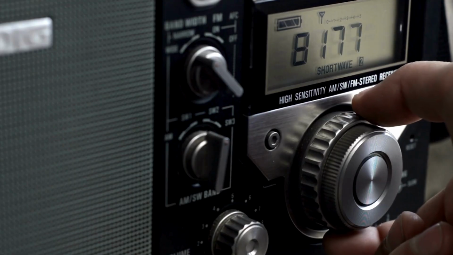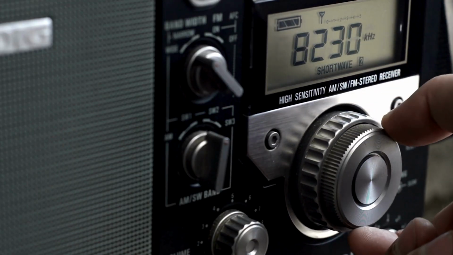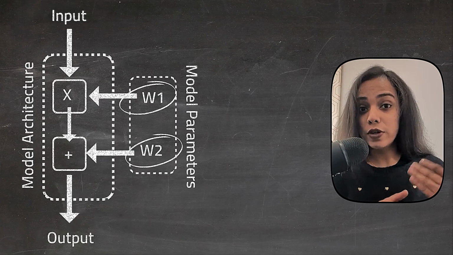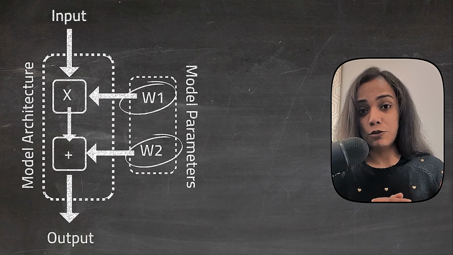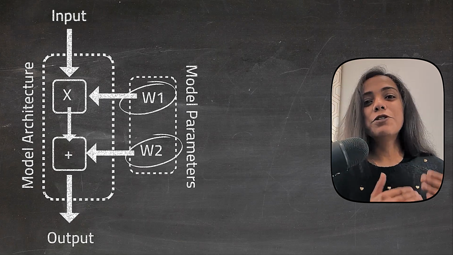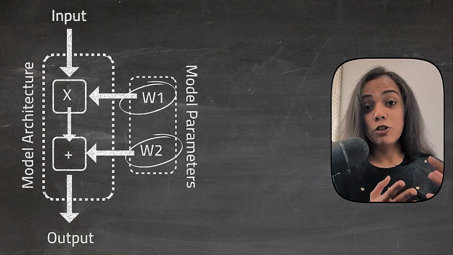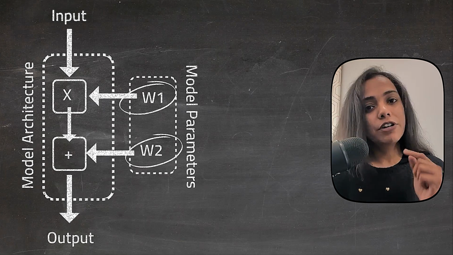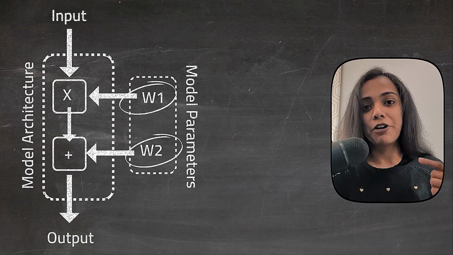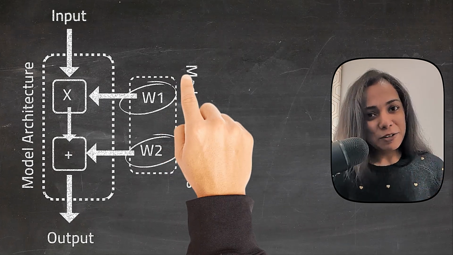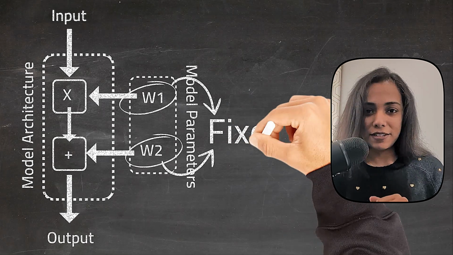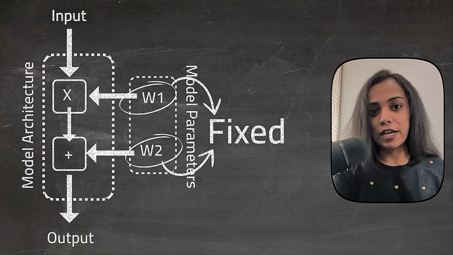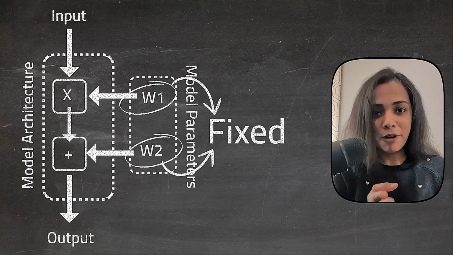Somewhat like tuning the knobs of a radio station. When you tune it, you can listen to different channels. Similarly, when you tweak these values of W1 and W2, you get different behavior of the model, even though the model architecture here is exactly the same. However, it's important to know that when you're making predictions using a model, the values of W1 and W2 are fixed. In fact, a combination of these values with the model architecture is what makes the model a model.